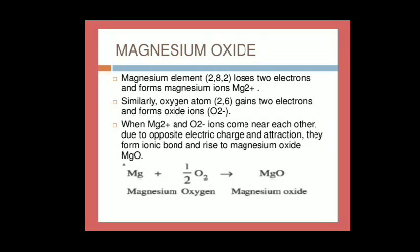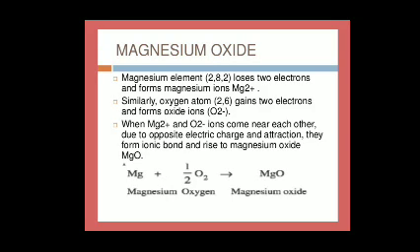Similarly, oxygen atom has 1s2, 2s2, 2p4. It has 2, 6 configuration. Valence shell has only 6 electrons. It gains 2 electrons from magnesium to form the oxygen anion.